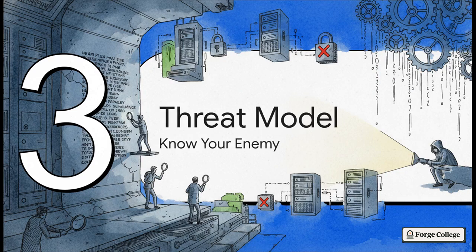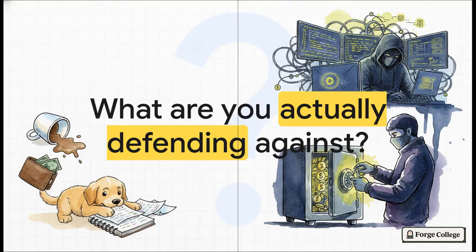Section 3, your personal threat model. Know your enemy. Now, know your enemy sounds a bit like spy jargon, I know, but it's actually incredibly practical. Before we build a bunker, we need to figure out who the bad guys actually are. Seriously, ask yourself, what are you actually defending against here? Are you protecting a $50 test wallet from a clumsy coffee spill? Or maybe your dog eating your homework? Or are you protecting life-changing wealth from targeted burglary and Hollywood-level hackers?